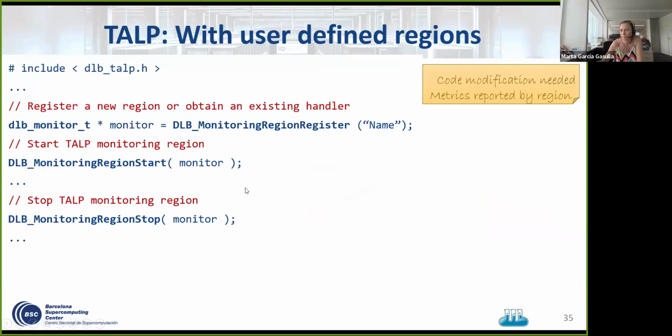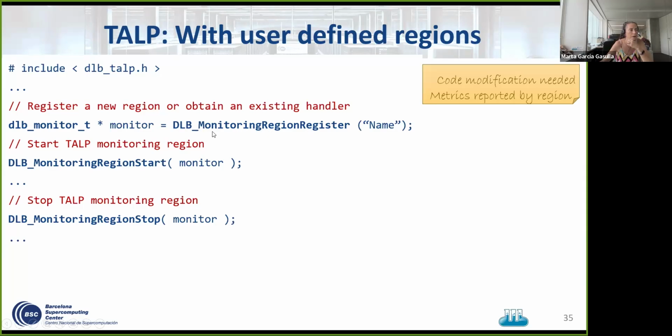But if I know my application and I know that it has different regions, and I want to obtain more detail, and I'm very happy with how TALP works, then I want to have more information and understand if the efficiency is being lost in one region of the code or another. Then I can annotate my code, so I can use the TALP API to annotate the code with regions. This means that I can mark one part of the code. We call them monitoring regions.